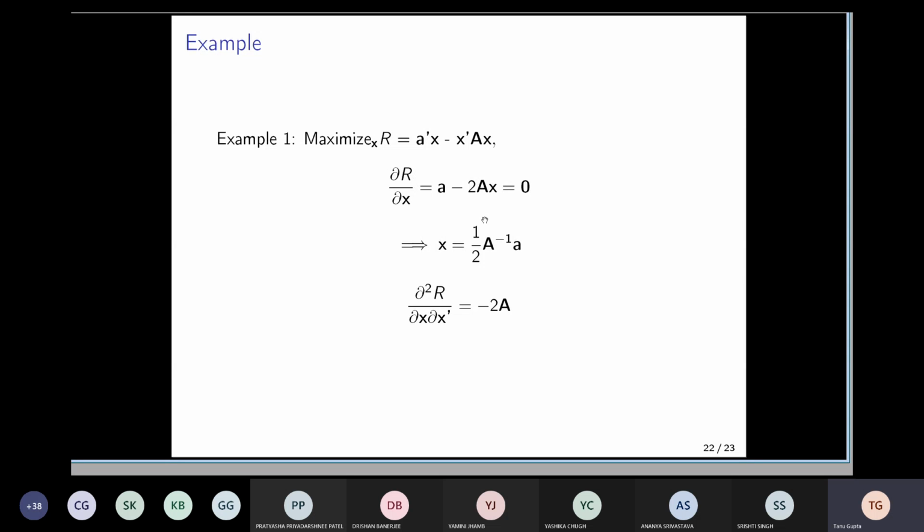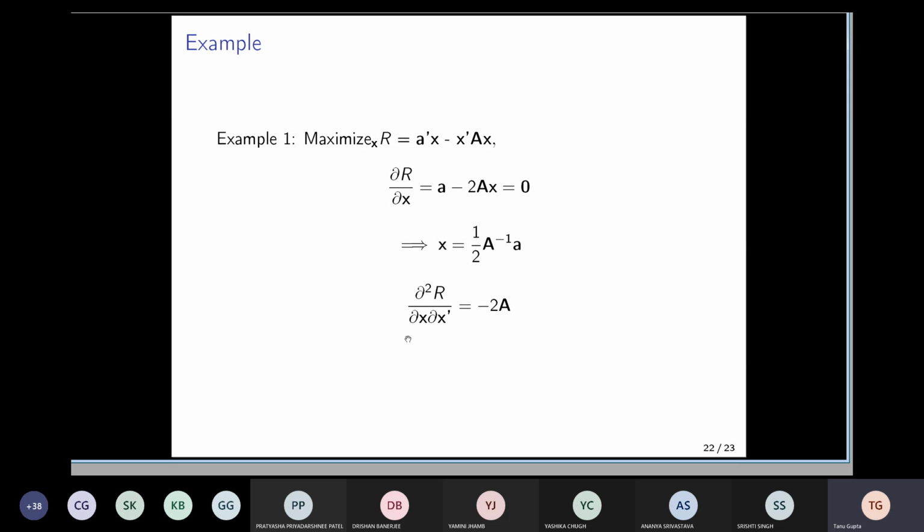Similarly, if we want to find the second order derivative of this expression, of course, when we do maximization, we have to check the second order conditions also, right? So for that, we have to find the second order partial derivatives. What will be the second order partial derivative of this thing? It will be del square r divided by del x del x prime. Please remember these notations.